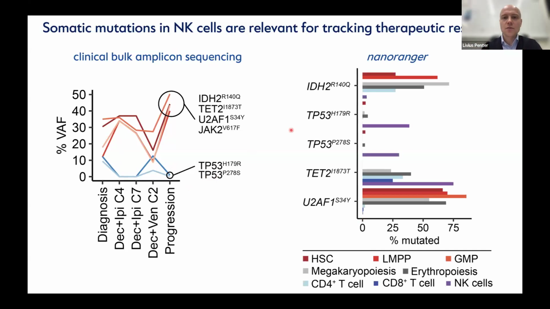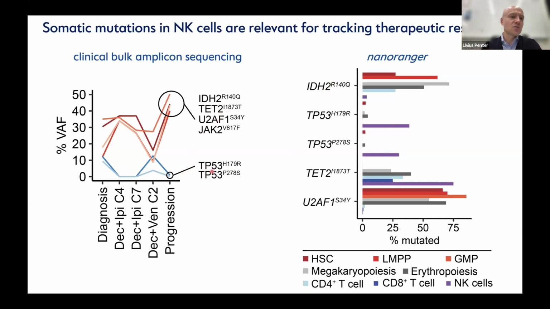And if you now perform single-cell RNA-seq with the approach that I'm presenting to you, you can actually understand what's going on here. So if we look at the two TP53 mutations, we see that they're basically only found in NK cells, while the other mutations are found in the leukemic compartment. And with this information, you can now understand this much better.